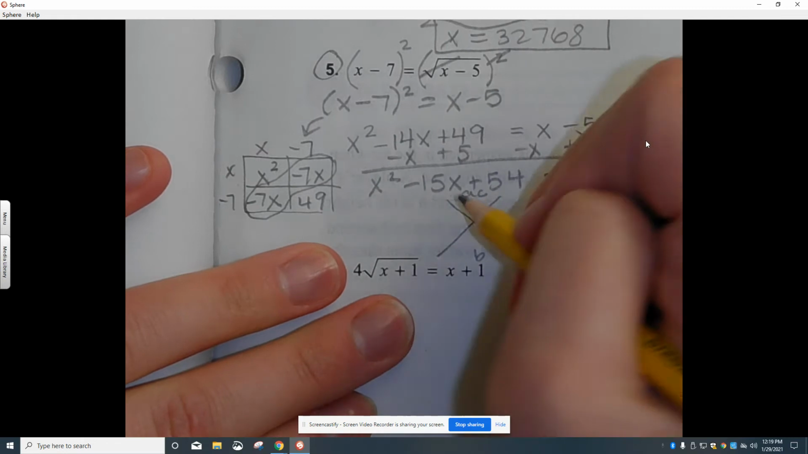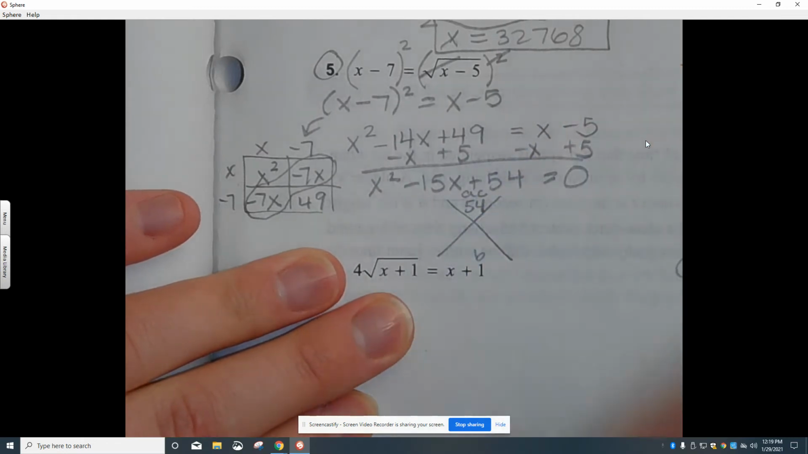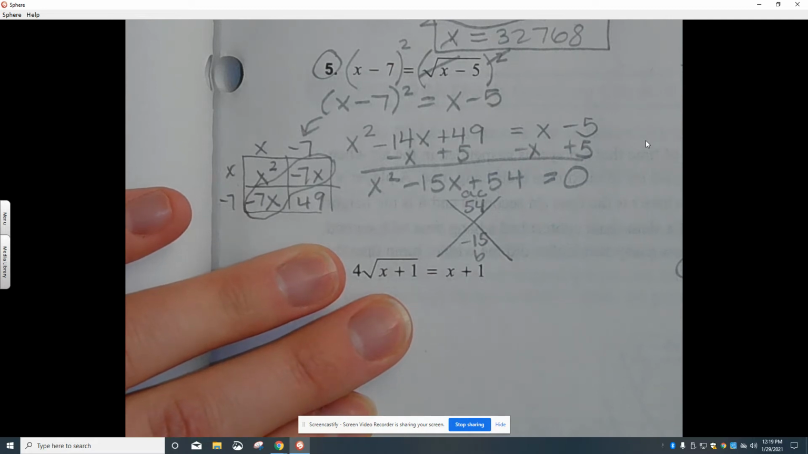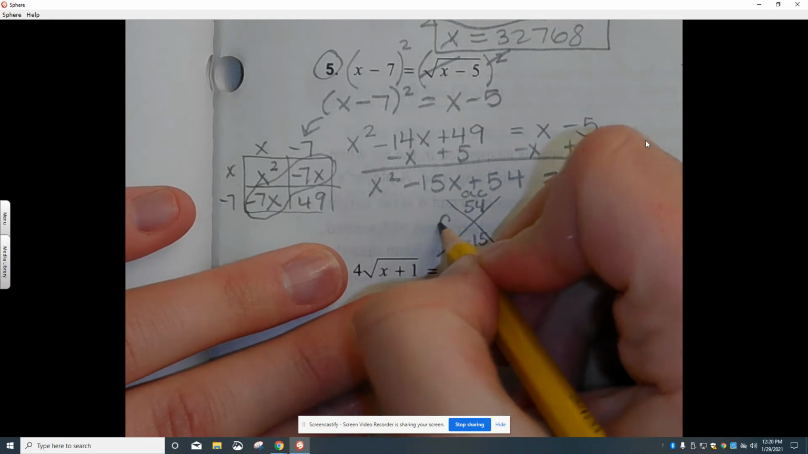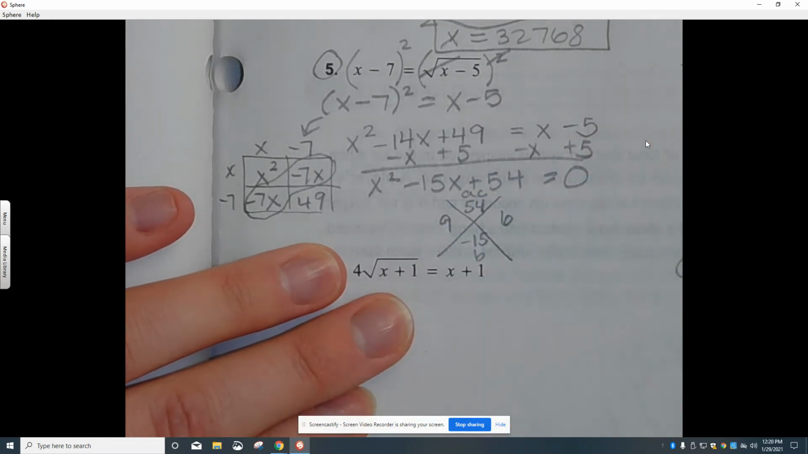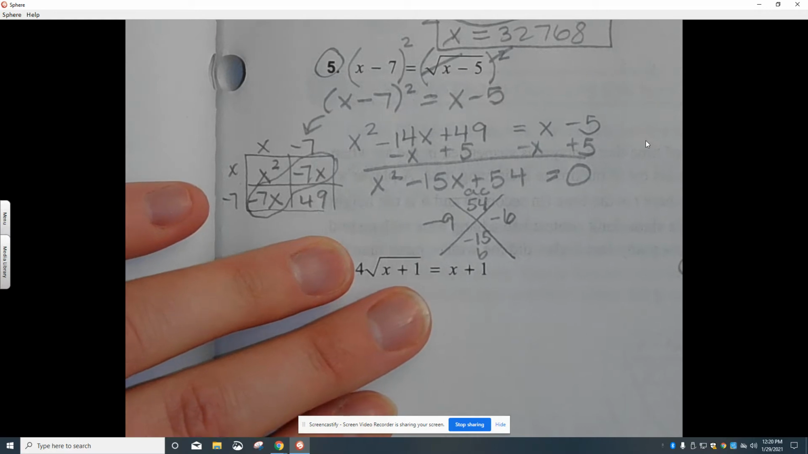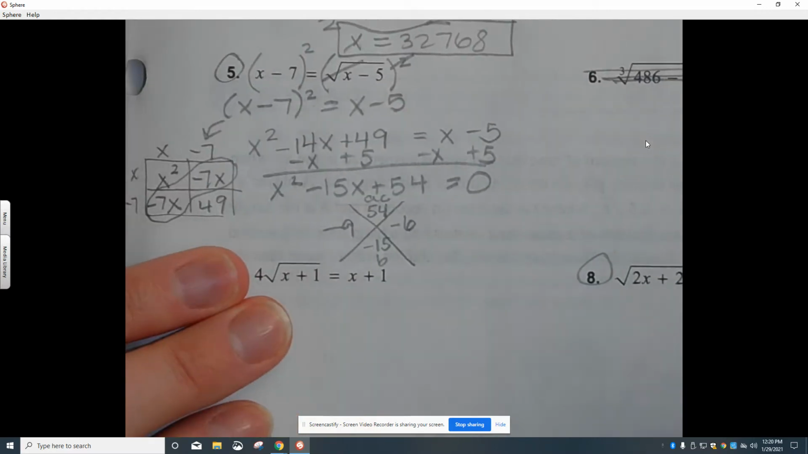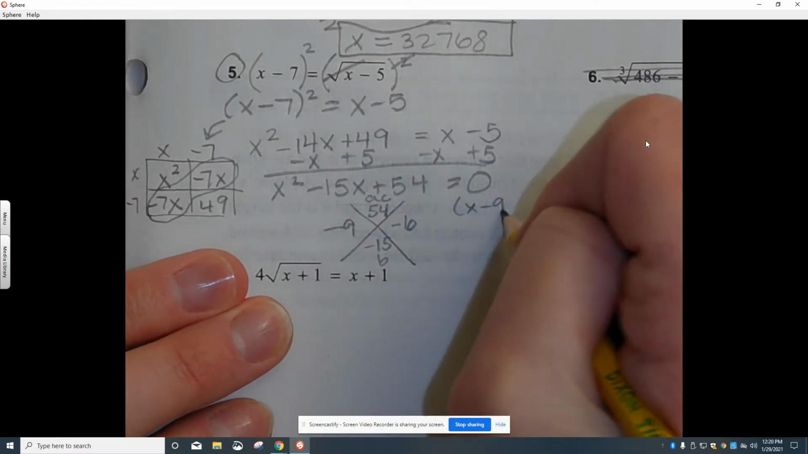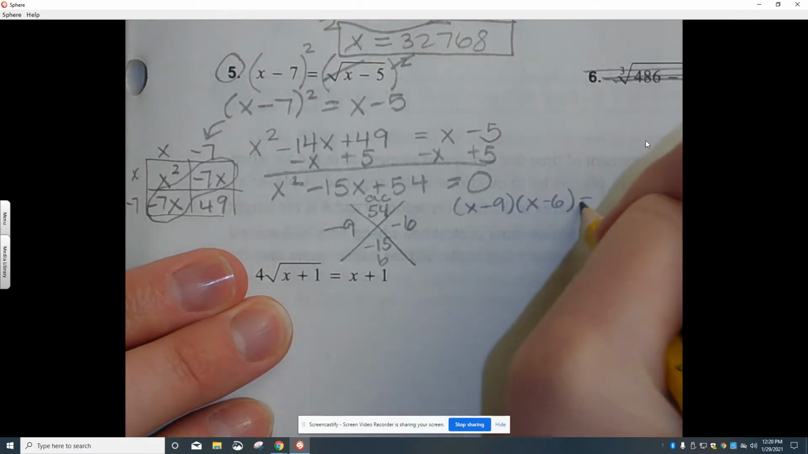So A times C is 54, and my B value is negative 15. So we need two numbers that multiply to 54 and add to negative 15. So that would have to be 9 and 6. But that doesn't quite work yet because we have to add to be a negative 15. So both of these have to be negative. Then to help you solve, we're going to do x minus 9 times x minus 6 equals 0.